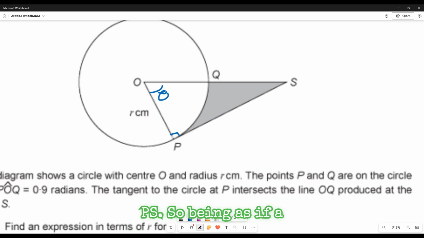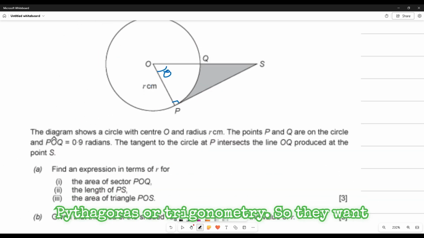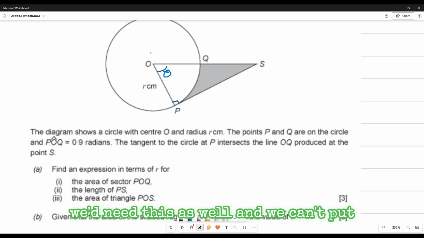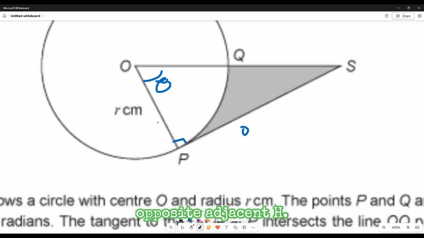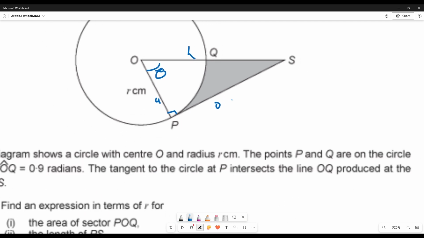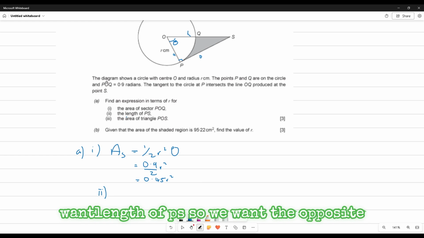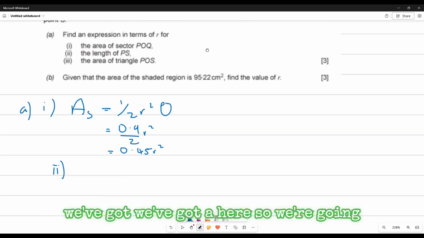PS. So being as this is a 90-degree angle here, we can do Pythagoras or trigonometry. So they want it in terms of r. To do Pythagoras, we need this as well, and we can't put that in terms of r, so it's going to have to be trigonometry. So if we just mark it opposite, adjacent, hypotenuse. If we want the length of PS, so we want the opposite.